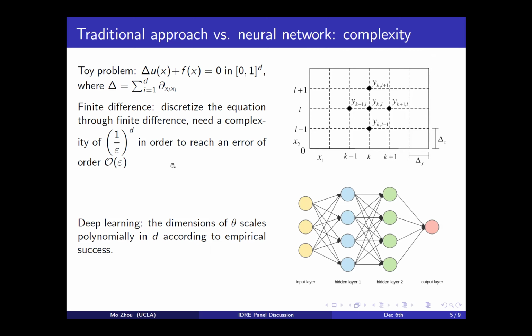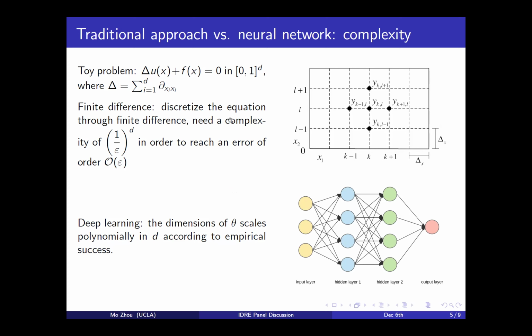For example, if you want an accuracy of order epsilon, then you will need 1 over epsilon to the d order of computation. As a simple example, let epsilon be 1%, which is 0.01, and d become 10. Then the cost will not be affordable if you compute it in the naive or traditional way. However, we have observed many empirical successes: if we use neural networks to compute such problems, although there is still some error, we are able to compute high dimensional problems with relatively reasonable results.